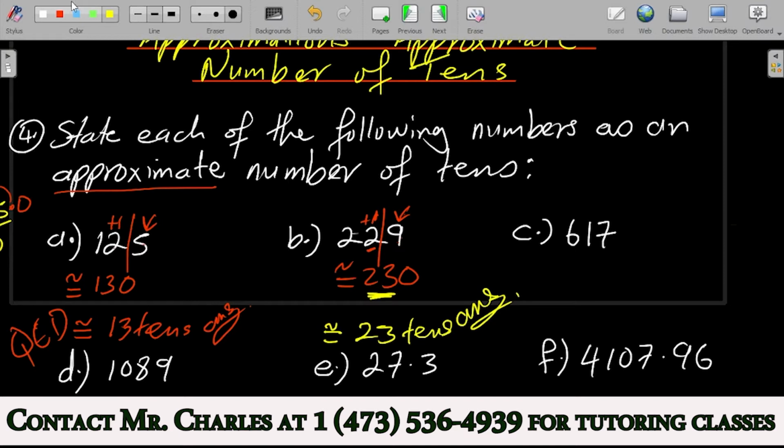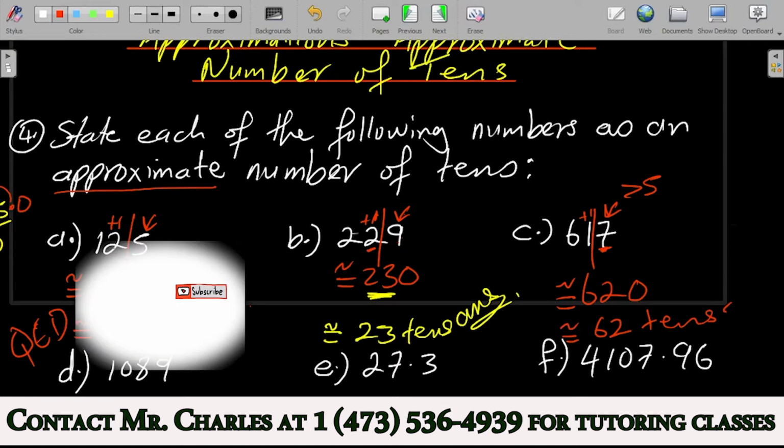For C, we have 617. We put the line between the 1 and the 7. The 7 is greater than 5, so we add 1 here to the 1. And 61 plus 1 is 62. And then the 7 we convert to a 0, so we get approximately 620. Okay, which means that there are approximately 62 tens in 617. Okay, and that's our answer there, approximately 62 tens.